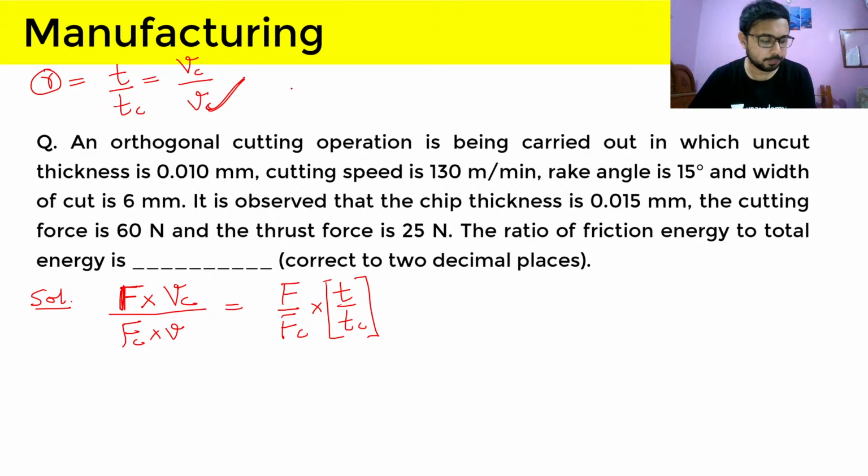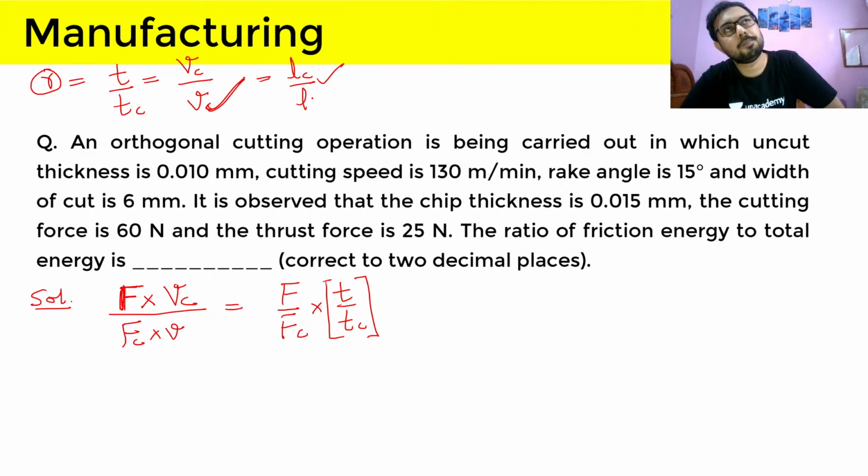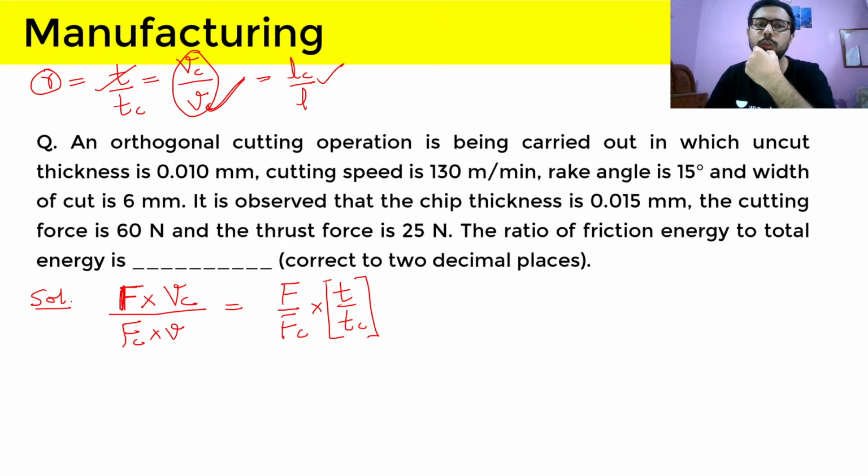And also, the length of chip that is cut is less than the length of chip that is uncut. So it can also be written equal to this. These are the things that you have to remember. And here, if we know one of the ratios, we can just write it as the other ratio, because these are equal.